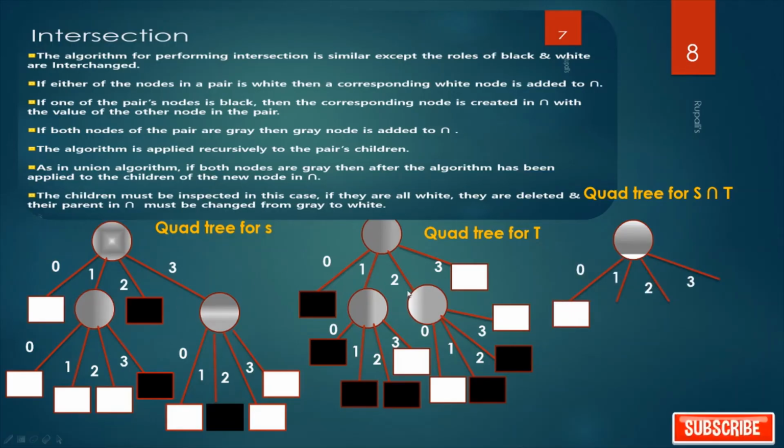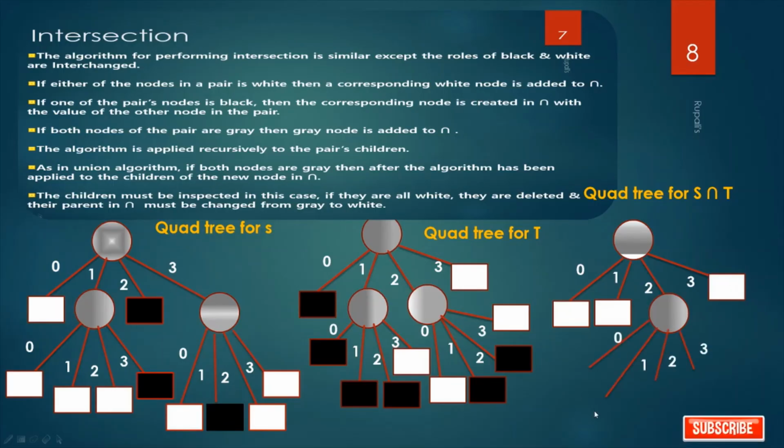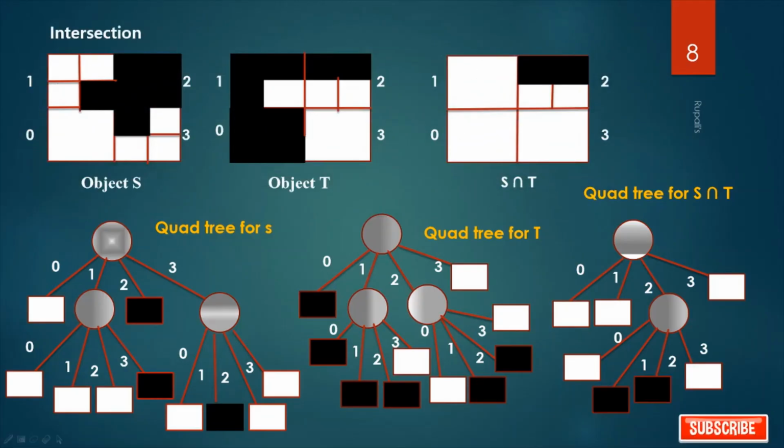Now partially full, partially full. Then inspect the children. White, white, white, black, black, black. So all are white, and 3 it is white, it is black. So all the children nodes' colors are white. So make the parent white. Now this is black and this is partially full. So a gray node will be added. And then this is partially full, this is white, so a white node will be added. And write the gray node. So this is the tree for S intersection T. So from S intersection T, you can easily draw the object.